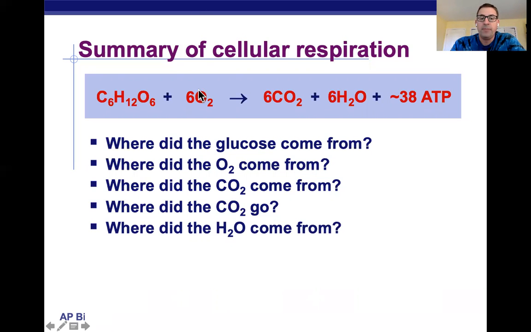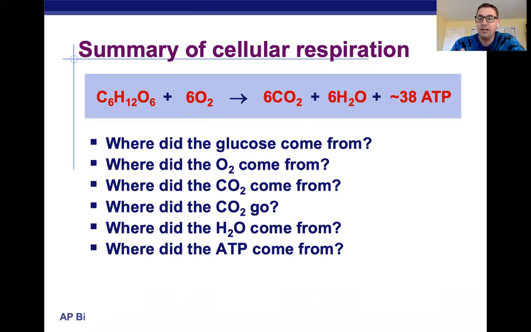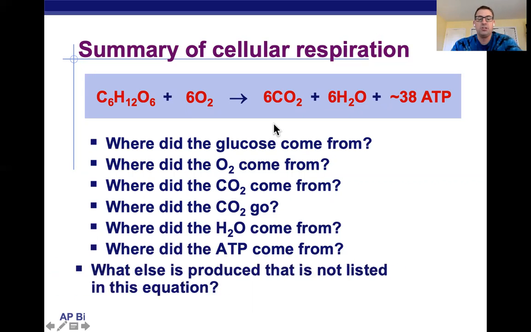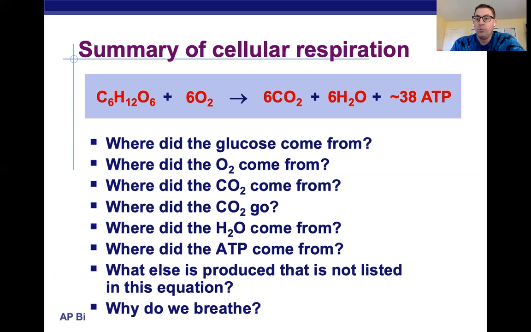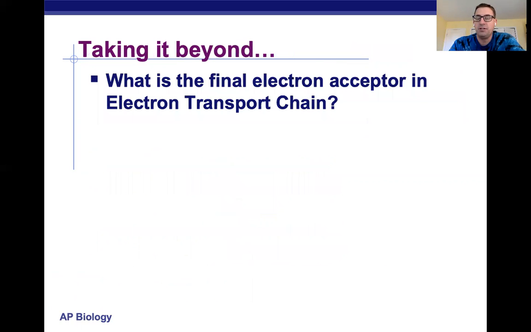Where'd the water come from? It came from the reduction of oxygen, picking up those electrons as the final electron acceptor. Where'd the ATP come from? It came from substrate level phosphorylation in glycolysis and the Krebs cycle, and oxidative phosphorylation with the electron transport chain. What else is produced that's not listed? Heat, right? Which we just talked about, even more heat production with hibernating mammals. And why do we breathe? To bring in oxygen for cellular respiration, to get rid of the carbon dioxide that is generated from cellular respiration.